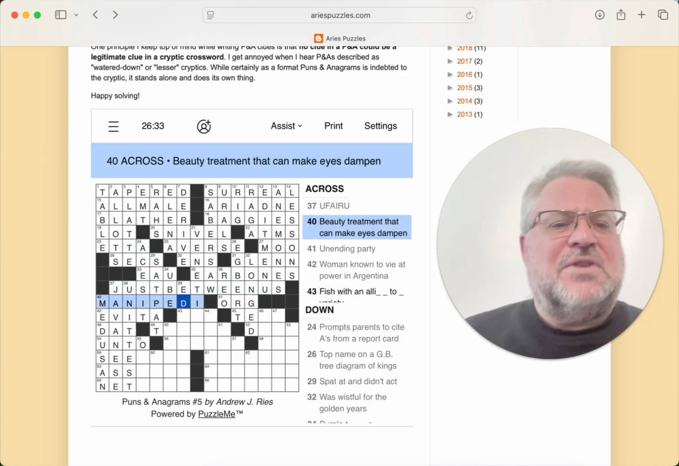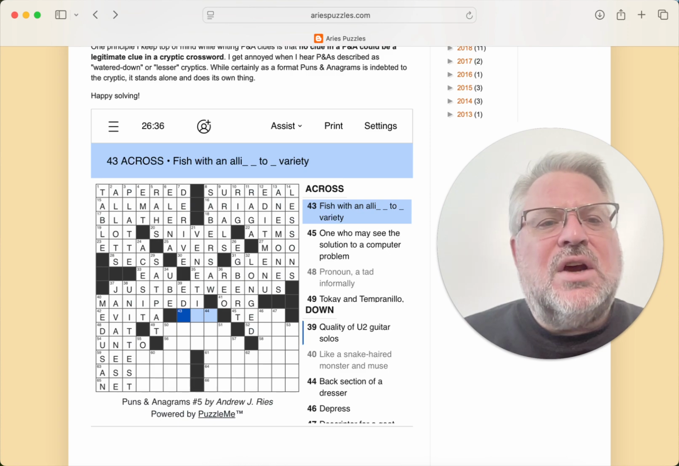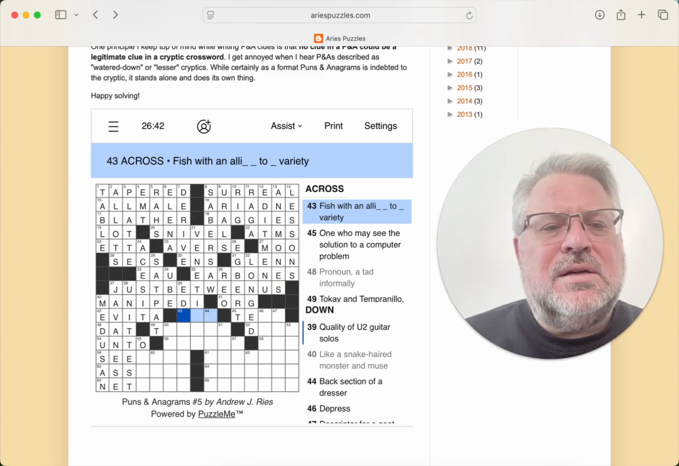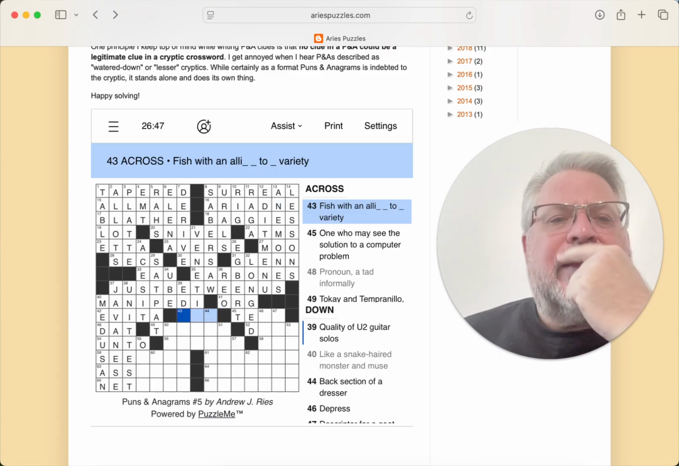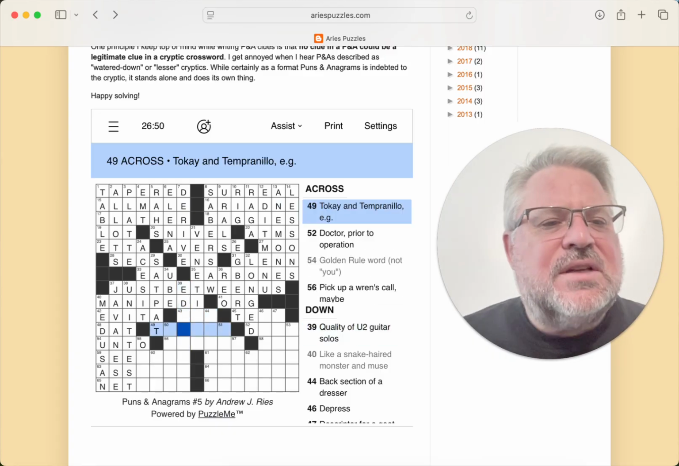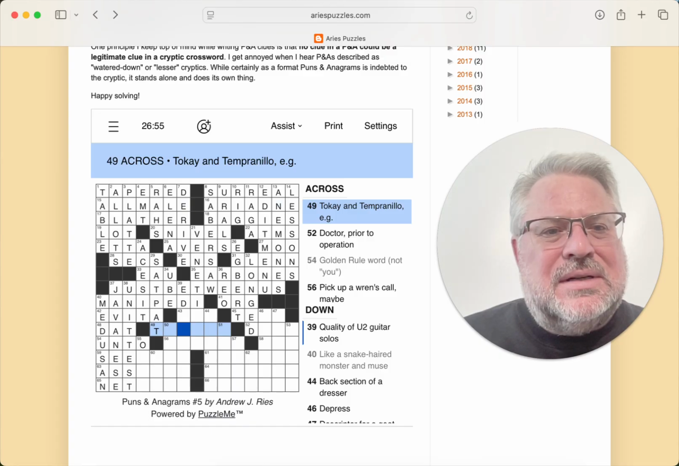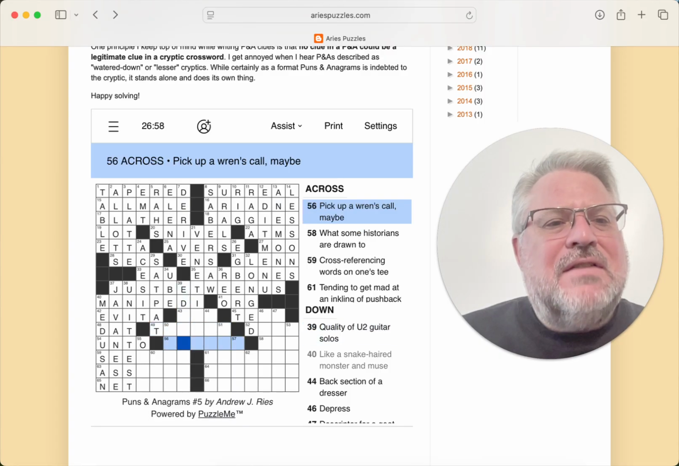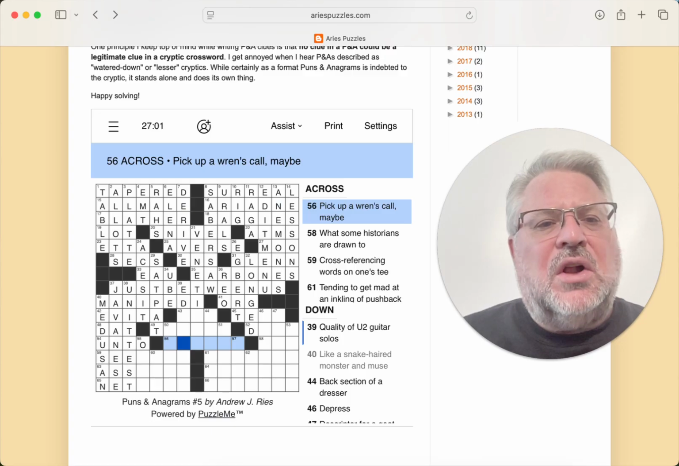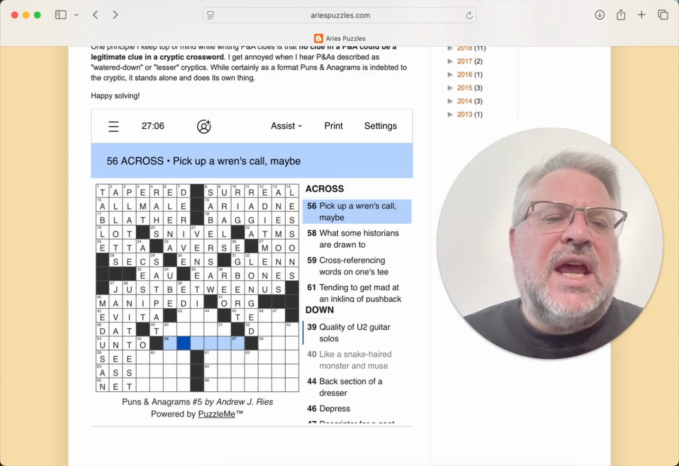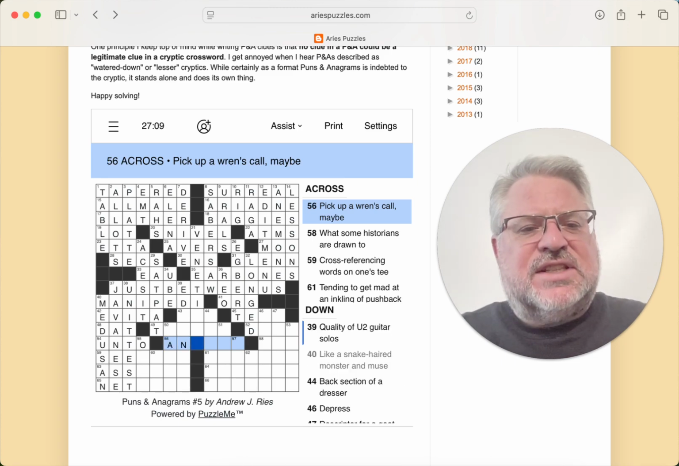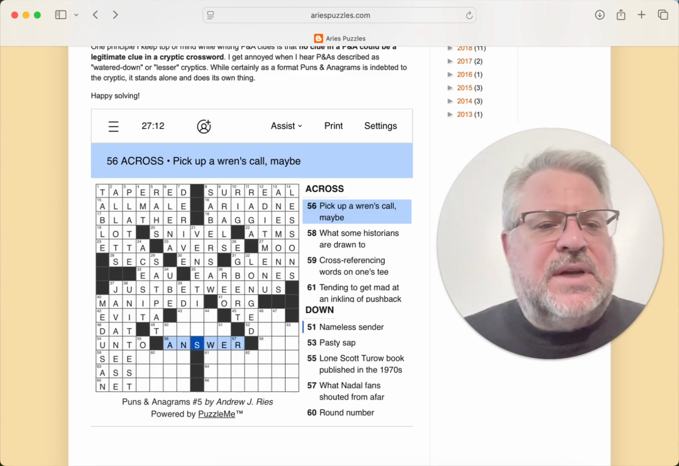That was difficult. 43 across. Fish with an alley blank to blank variety. Allegiance. I don't know what that is. 49 across. Toque and Tempranillo. Don't know. 56 across. Pick up a wren's call. Maybe. Wren's call, or a Wren's gives us answer, which is to pick up a call on the phone.